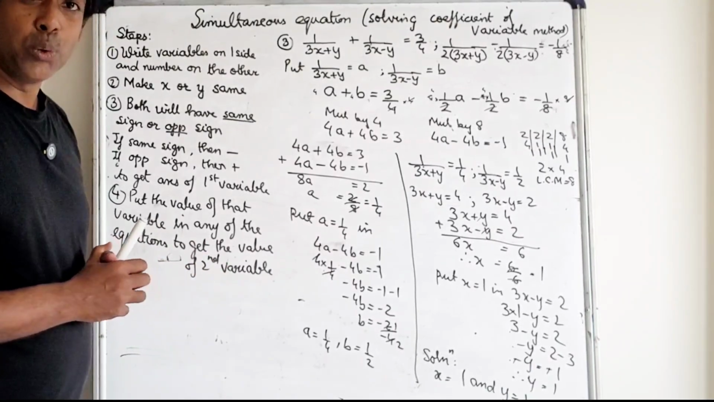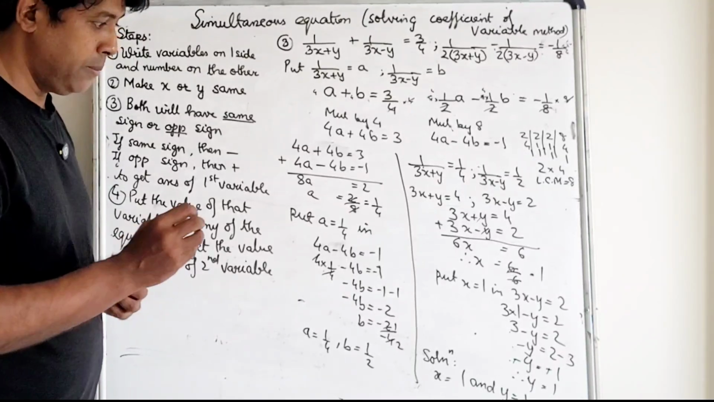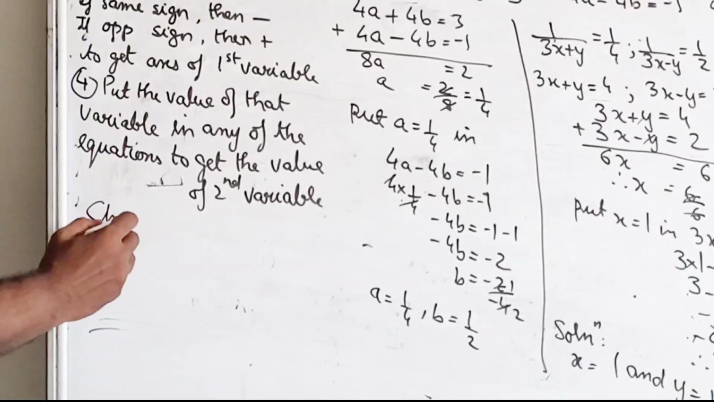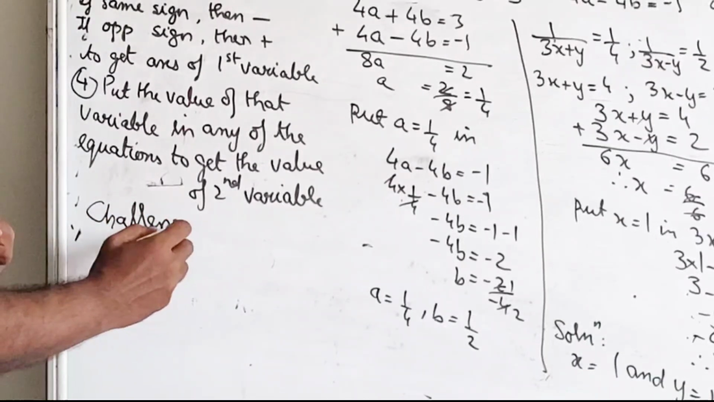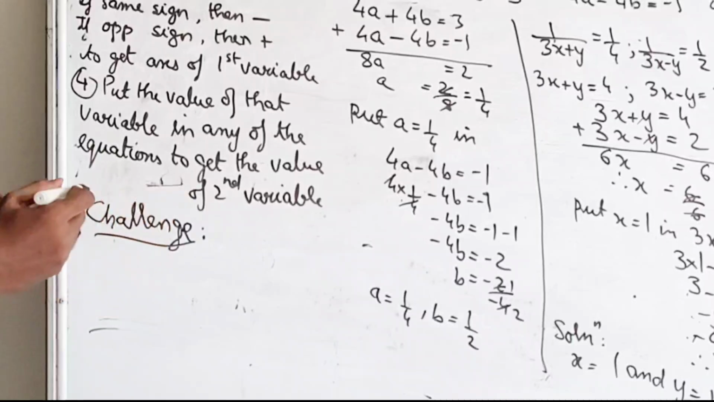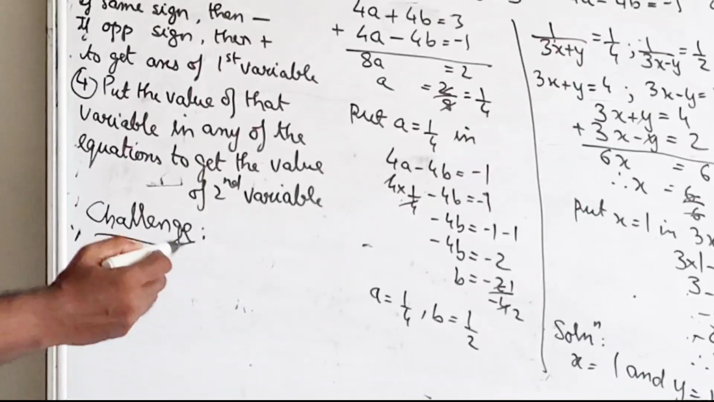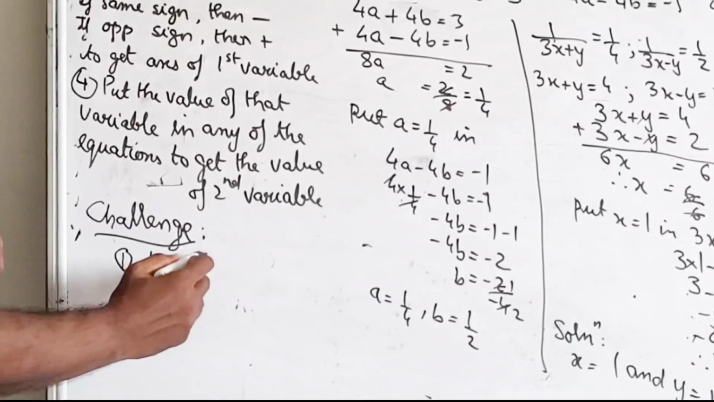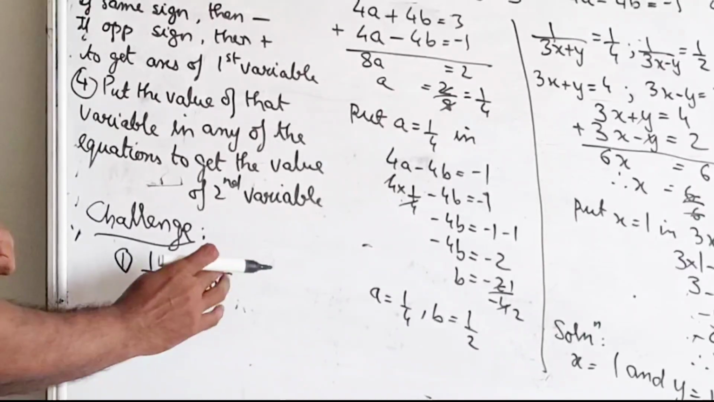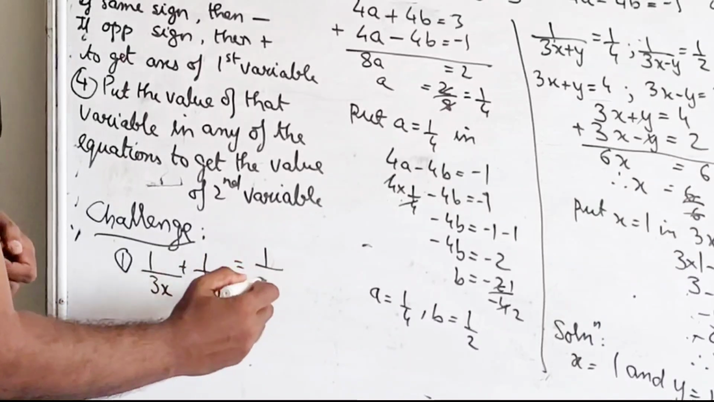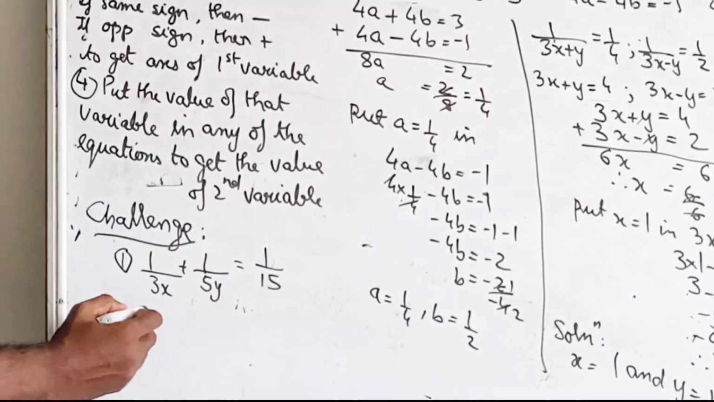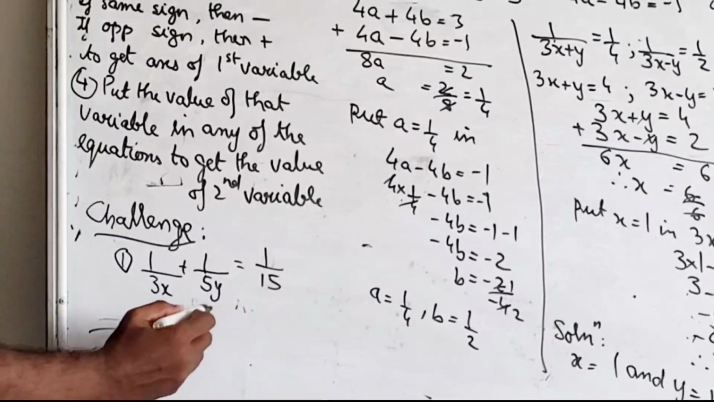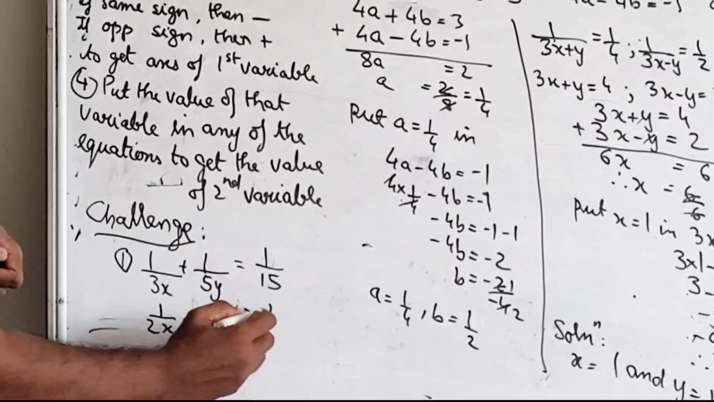We have understood how to do these sums, and just to check how much you have understood, I'm giving you a challenging sum, a challenge for you. I will give you a sum and you can calculate it and write the answer in the comment section. And if you can't do it, I will solve it for you in the next video. 1 upon 15 and the other is 1 upon 2x plus 1 upon 3y is equal to 1 upon 12.